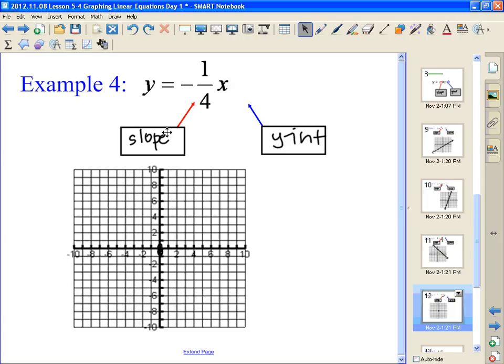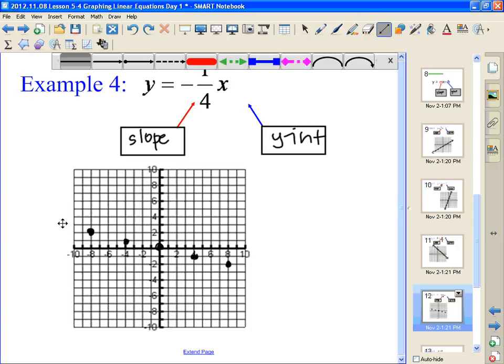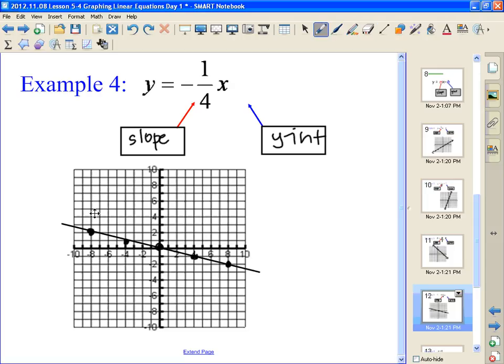And then because the slope is negative, I'm going to go down 1 to the right 1, 2, 3, 4. Down 1 and to the right 4. And that's as far as I can go that direction. However, I can return to the origin and go up 1 and to the left 4. And then up 1 and to the left 4. So that's what that line should look like. Make sure you take your straight edge, go all the way through the points, and put arrows on the end of your line to show that it continues forever in both directions.